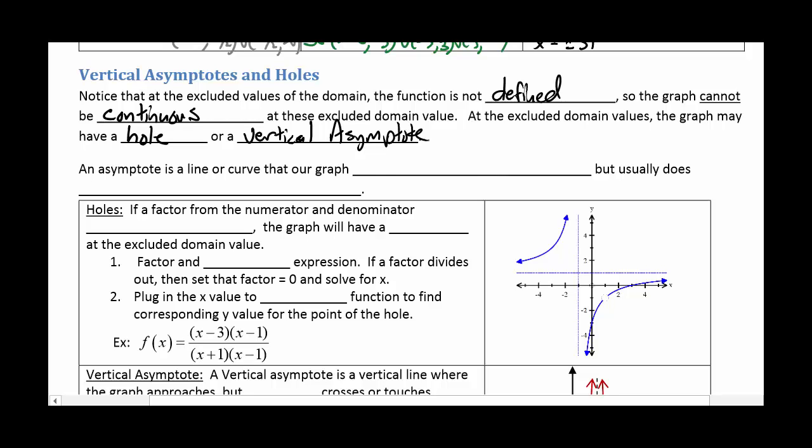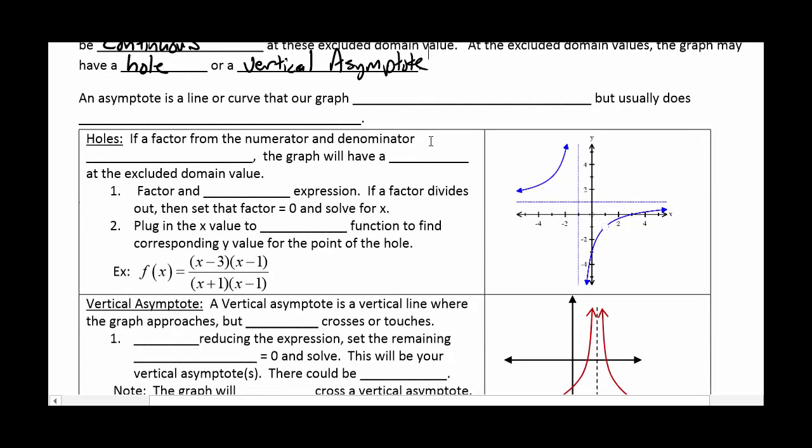Okay, so let's start with this idea of an asymptote. An asymptote is a line or curve that our graph gets close to. So in other words, it approaches it, gets really, really close, but usually does not cross or touch.